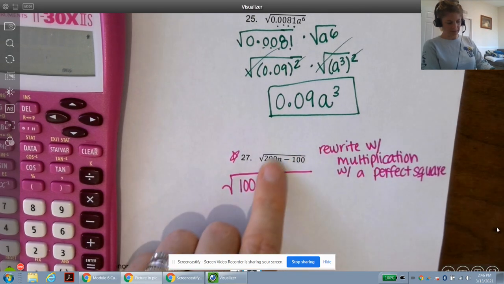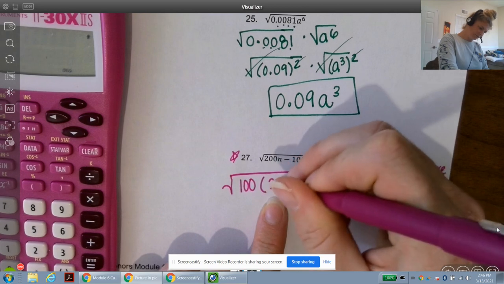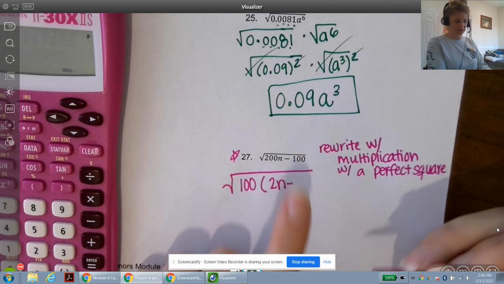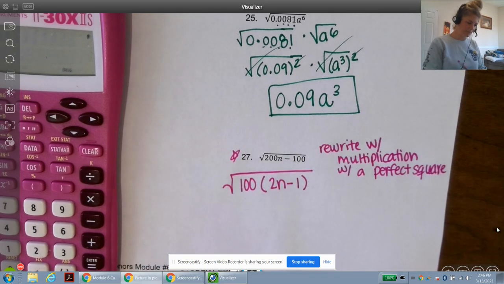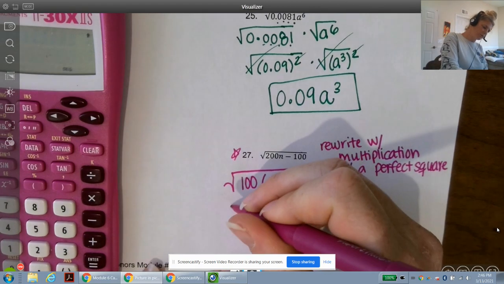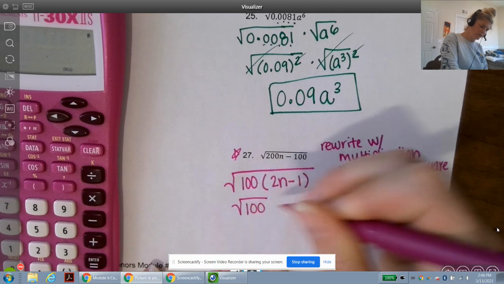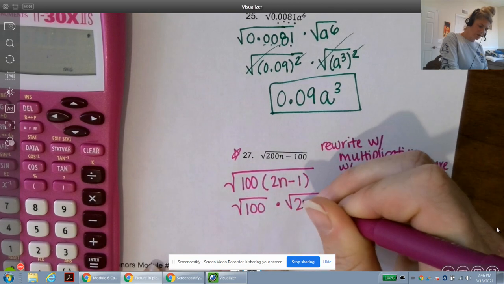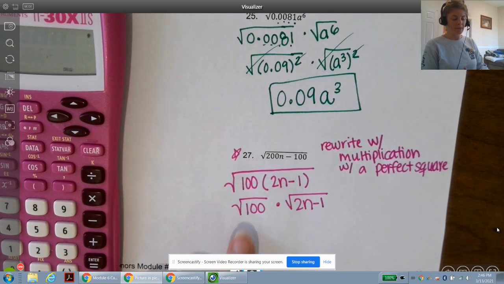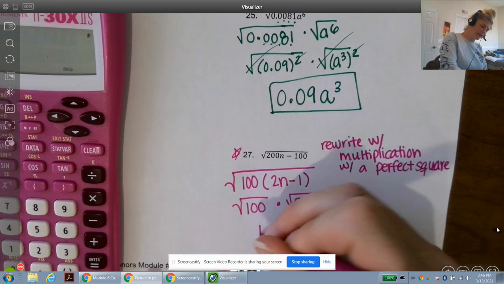100 is a perfect square that goes into both of them. So 100 times what is 200n? 2n. 100 times what is negative 100? Negative 1. So from here, now that we have multiplication, we can break up the square root with just what's being multiplied. So this is square root of 100 times the square root of 2n minus 1. Square root of 100, that's 10.